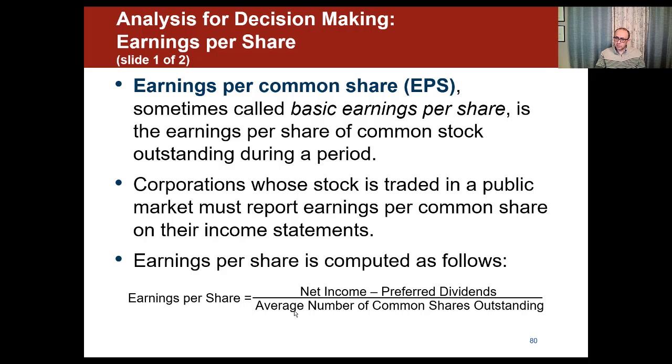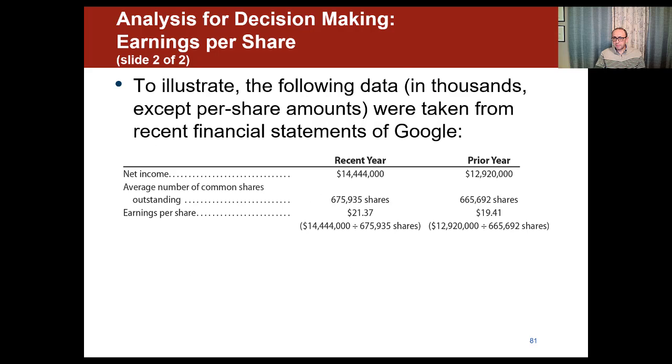The beginning is usually the ending of last year. So let's see an example here. Assume the following data, in thousands except for the share amounts, were taken from recent financial statements of Google. And of course, we all know Google. We use it every day. Net income in the recent year was $14,444 million, and the prior year was $12,920 million. And for the average number of common shares outstanding, here we have the numbers.